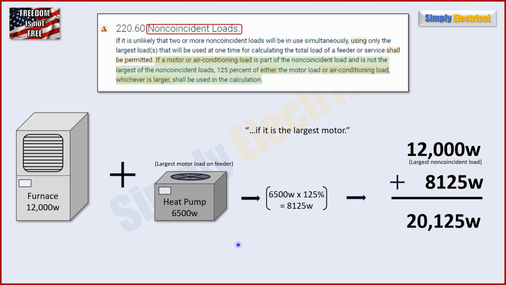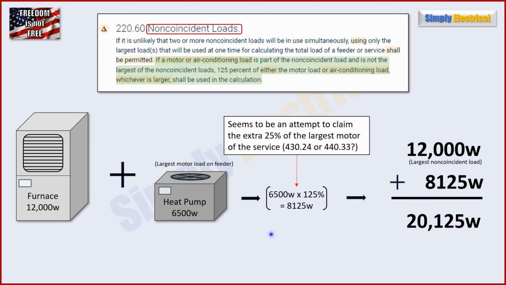Okay, but that's part of the problem here, because of this omission in 2023, they don't mention anything about the size of the motor or AC in relation to other motors on the feeder. And since it's not clearly stated, we have to scratch our heads over it and try to do a little mind reading. Now, 3 big questions arise here. Number 1, what if there's a larger motor elsewhere on the service, like say a pool pump? Would the 125% still apply here? Okay, we don't have an answer to that the way it's written.